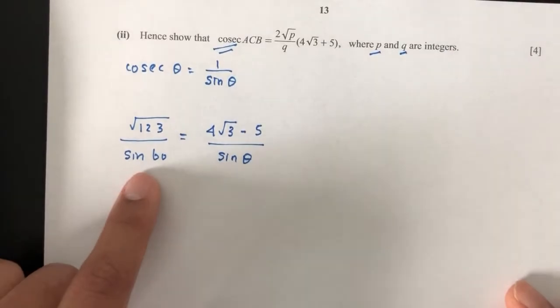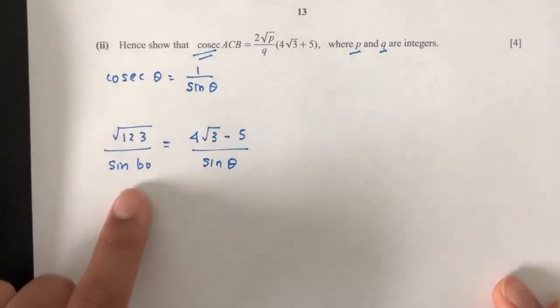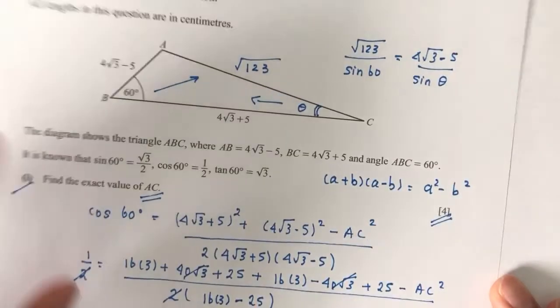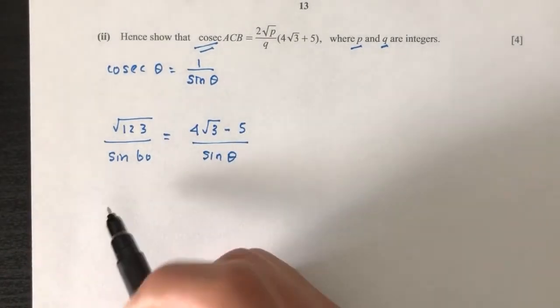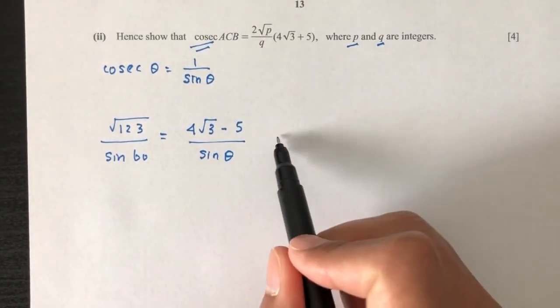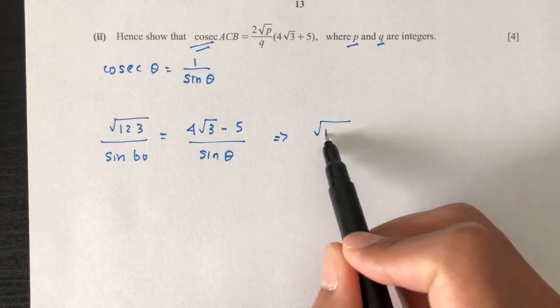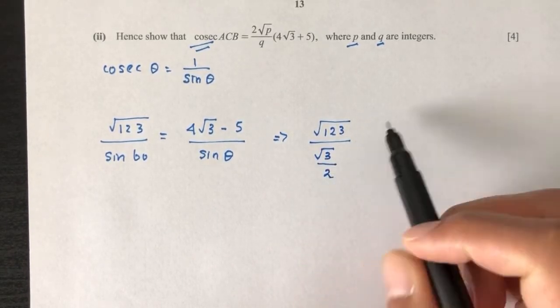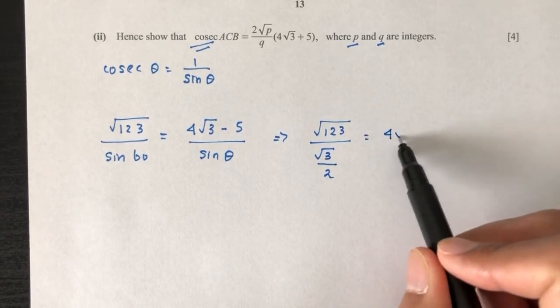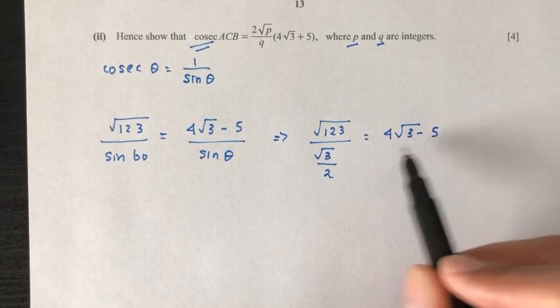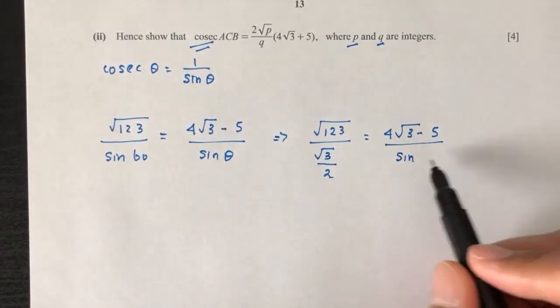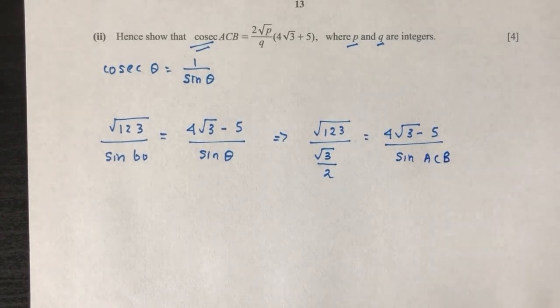So this is given to us in the first part. Sine of 60 is equal to root 3 by 2. As you can see here, given to us root 3 by 2. So let's write this down for now. So simplify. This becomes 2 root 123 by 2 equal to 4 root 3 minus 5 over sine theta, which is actually this angle, angle ACB.